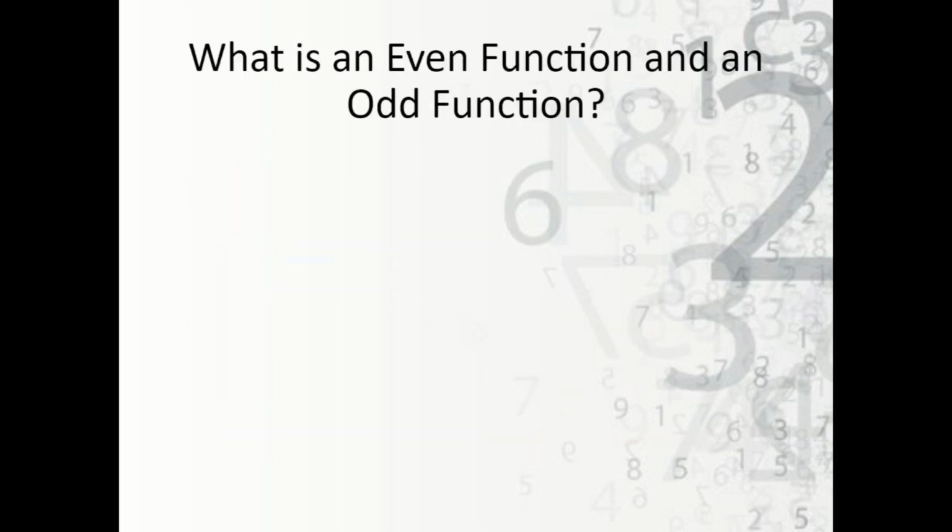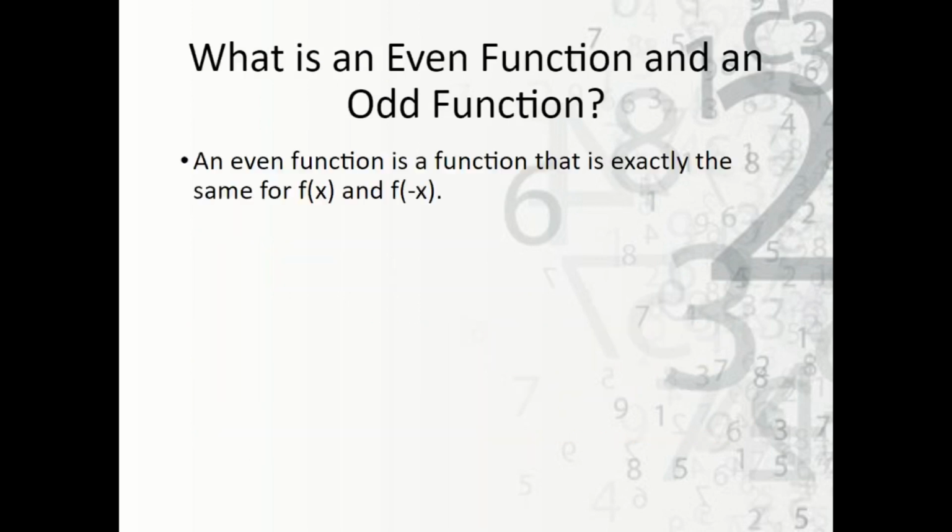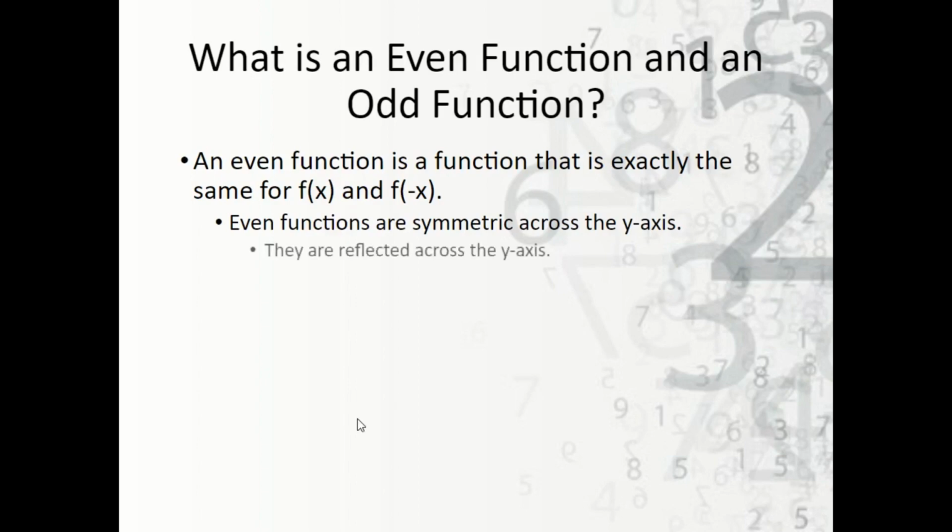So what is an even function and an odd function? An even function is a function that is exactly the same for f of x and f of negative x. So what this really means is that even functions are symmetric across the y-axis. So if I look on each side of the y-axis, I should see a direct reflection or a mirror of the function. So they are reflected across the y-axis.